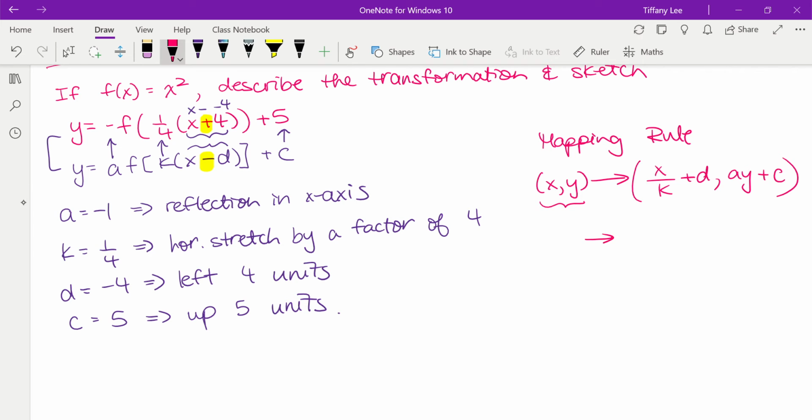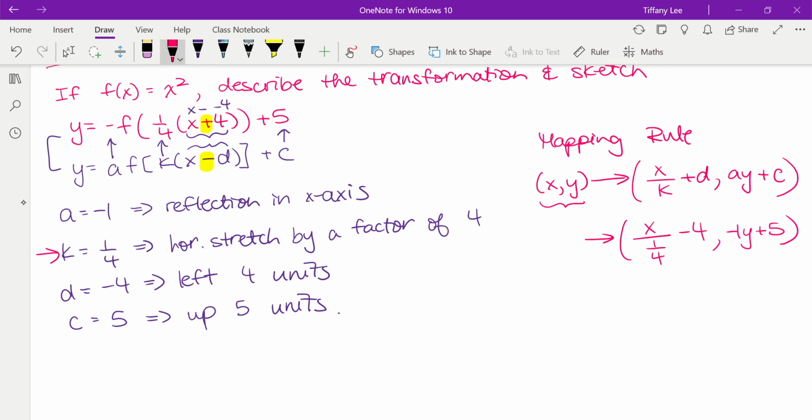So let's actually plug in our k, d, a, and c values. We have x over our k, so just take a look back here. Our k is 1 over 4. So x over 1 over 4 plus d, which is negative 4. I'm just going to change that to minus 4. And then a y plus c, our a value is negative 1, so negative 1 times y plus c, which is 5. I'm just looking at all my values here.